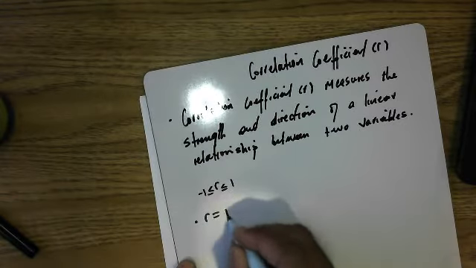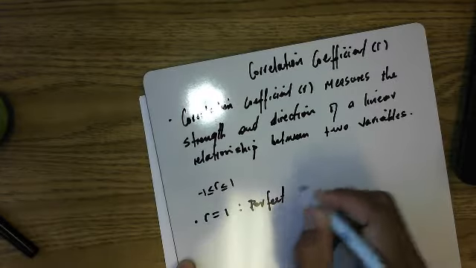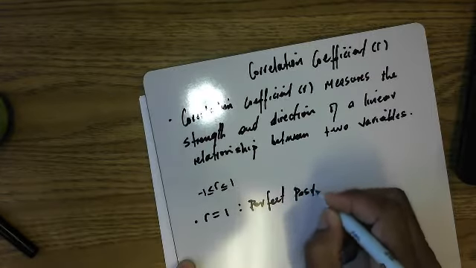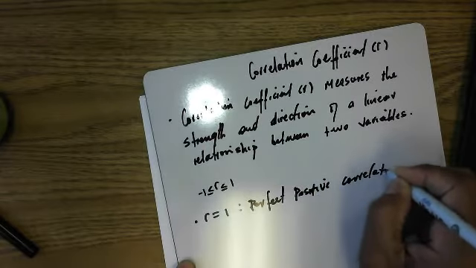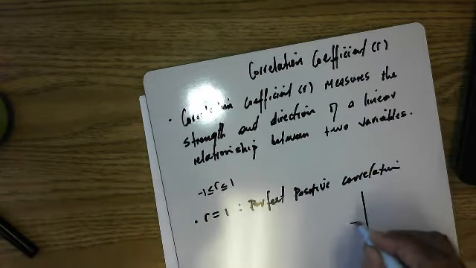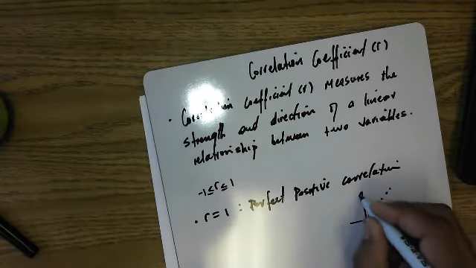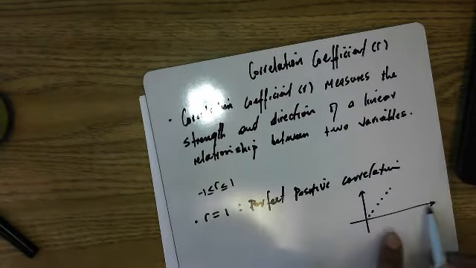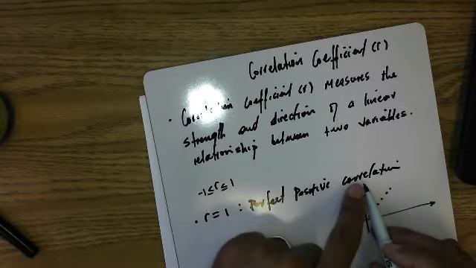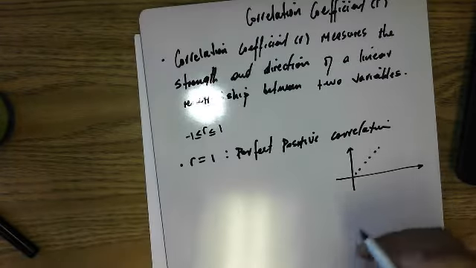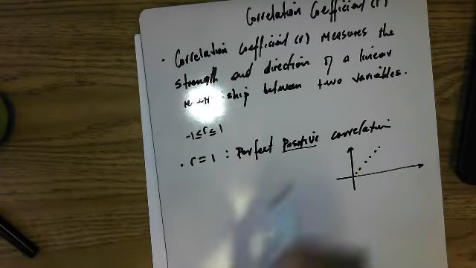When R equals 1, that is a perfect positive correlation, and it looks like this. It forms a perfect line. So what it means, as your x values get larger, your y values also get larger. Okay, it will always look like you're going uphill, always, for every positive.